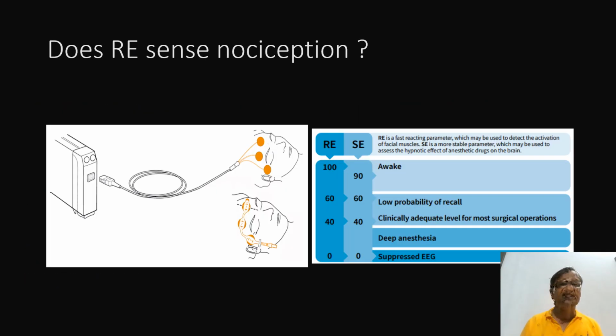So now you can see there are two things. State entropy is up to 90, 60, 40. Response entropy is slightly moving towards understanding nociception. Here it is slightly higher, which means you need analgesics because your response entropy is a little higher. That will correlate more towards nociception. State entropy is more towards the depth of the actual inhalational agents. This is agents, this is narcotics, in simple terms.